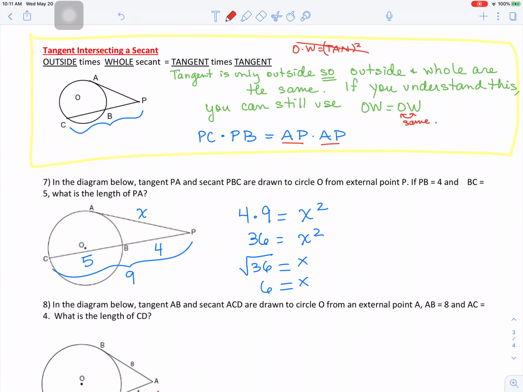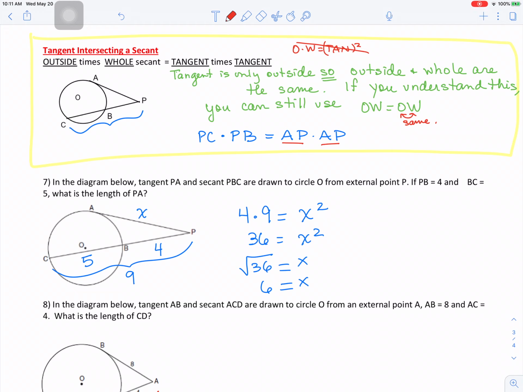Everybody knows that a tangent is only outside the circle. So the outside portion of the tangent is the whole thing. The secant, on the other hand, has an outside portion and an inside portion. So you get the whole by adding outside to inside. For the tangent, the outside portion added to 0, because nothing goes inside, gives you the outside portion, the whole portion. So outside and whole are the same thing.